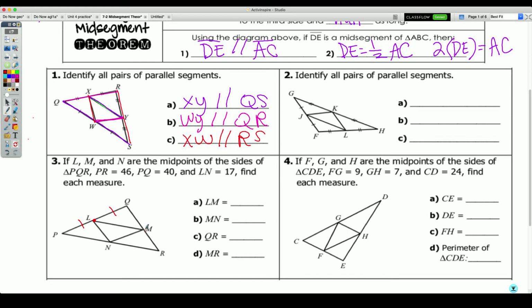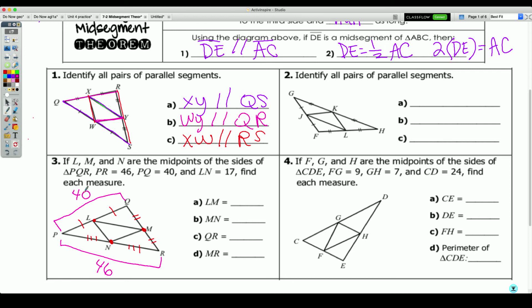If M is a midpoint, what can we mark as well? Q and M and R. How many dashes do I need now? 2. Good. Those are different lengths. And then if N is a midpoint, how many dashes am I going to add? 3. Good. Okay, so we know that those have been split in half. Let's go ahead and look at our given information. It says that PR is 46. I'm going to go ahead and just add that in. PR is 46. It tells me PQ is 40.